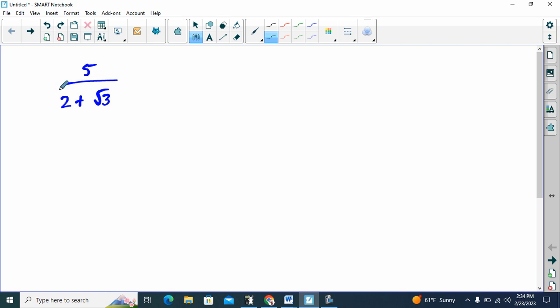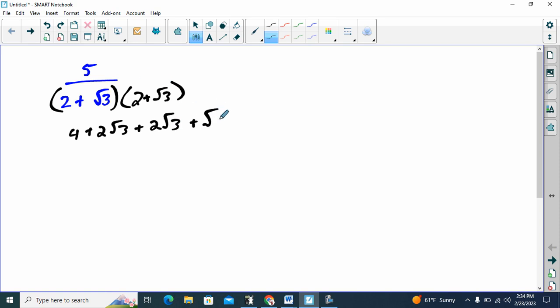Lots of students tend to think about squaring this, multiplying it by itself. And if I FOIL here, notice I have 4. I get plus 2 root 3, and then plus 2 root 3, and then plus root 9. Root 9's okay. This is 3. But the problem is 2 root 3 plus 2 root 3 does not cancel out. So I want these two terms right here to cancel. How can I make those cancel?